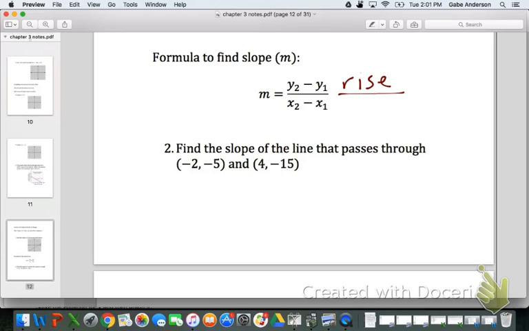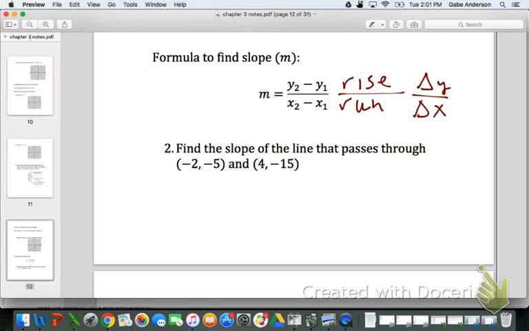Change in x. So there's other ways to write this. Did anybody see it maybe in middle school written like this? Delta y over delta x. What does delta stand for? Change in. Yeah, so the change in y is the rise. The change in x is the run. It's just using a little more technical symbols to describe this.